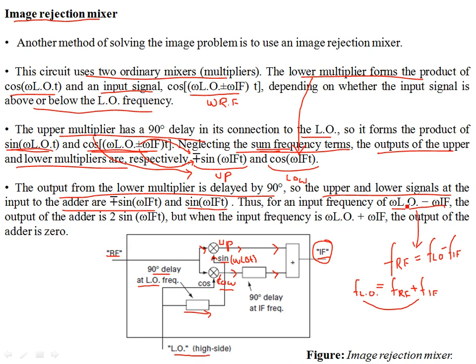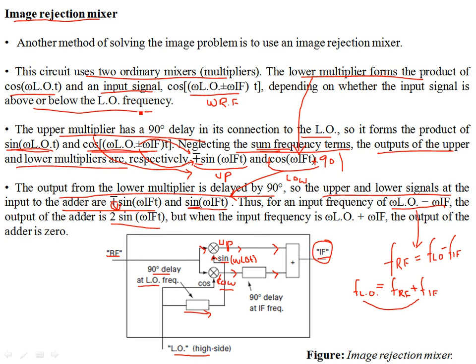Why is that? Because if you consider the negative term over here, and that's positive, then positive plus positive, which is delayed by 90 degrees. This is because you know that the lower mixer is delayed by 90 degrees over here. This is again sine, so you have the sine term over here. So if you consider this positive sign, then you have the output that is twice sine omega IF t.